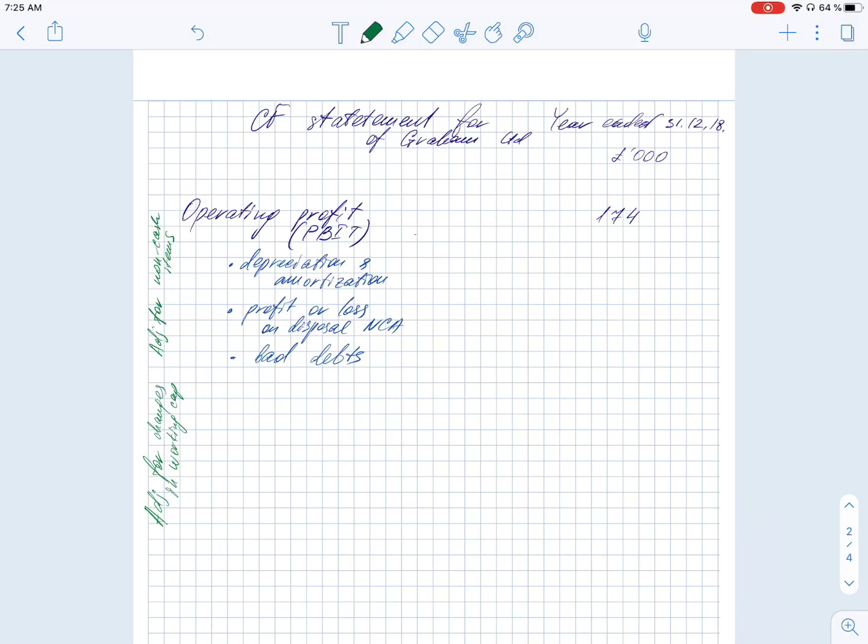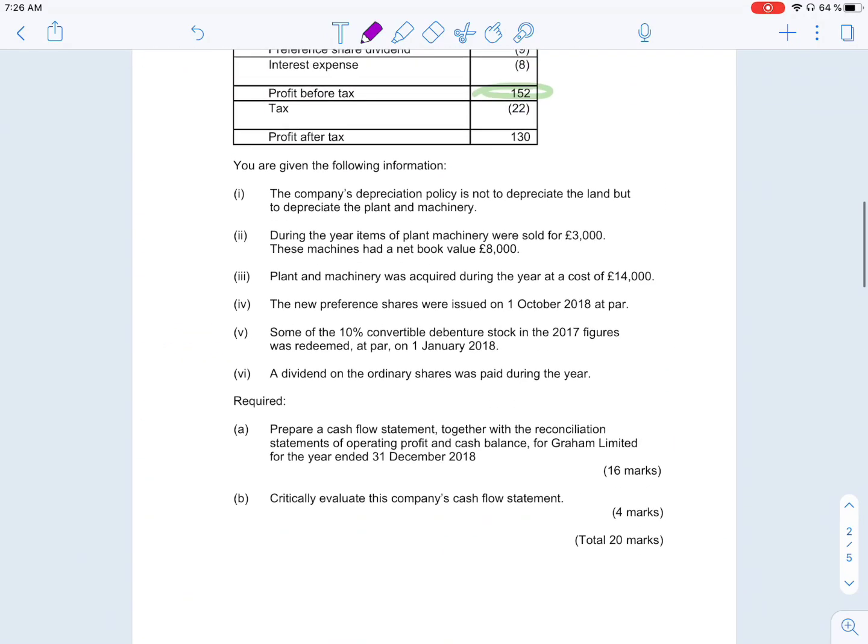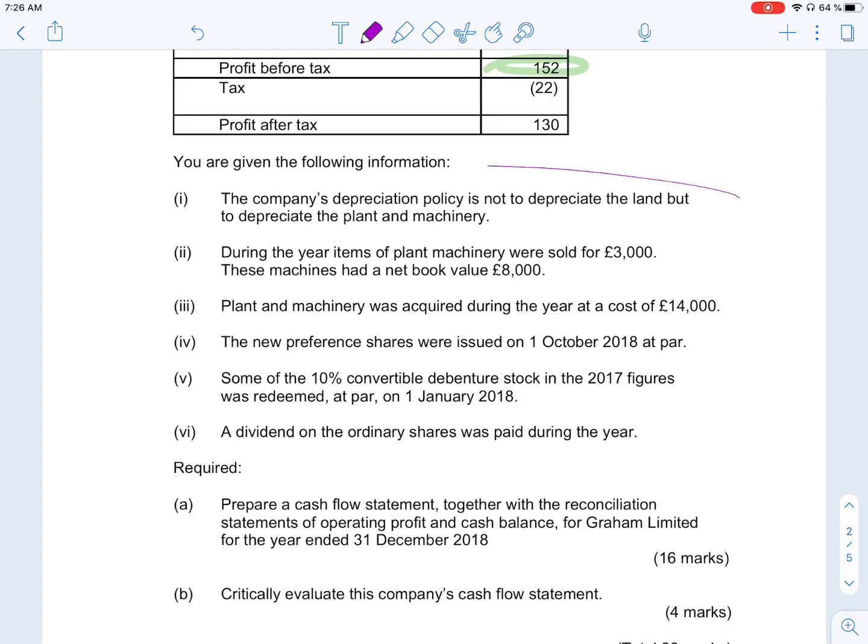Depreciation and amortization. I believe this is the first computational question here. We have to compute depreciation for the year. So I will add some working space below the statement, and we'll call it workings 1. And let's see what is given. We are told in the additional information that the company's depreciation policy is not to depreciate the land, but to depreciate the plant and machinery.